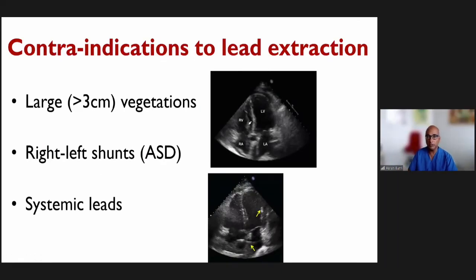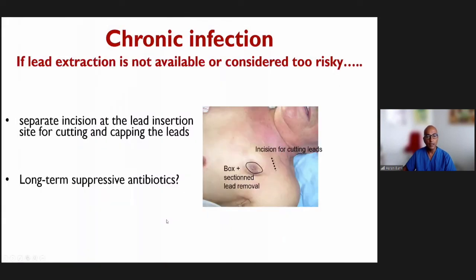Contraindications are very large vegetations where there's concern that the very large vegetation may embolize to the pulmonary artery and cause hemodynamic collapse. Right to left shunts, of course, because of the risk of systemic emboli, and systemic leads for the same reason. There may be some instances where you do not wish to perform extraction because of a very elderly, very frail patient, or you may simply not have the possibility to do extraction.